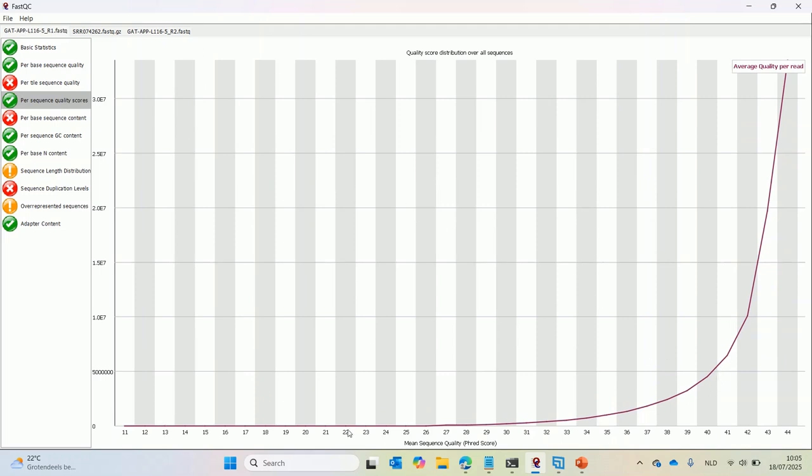In the Aviti data, we don't see any bumps, so overall the quality of the reads is much higher than in the Illumina data. So for Aviti data, you typically don't need to fix any quality issues. So you don't need to remove low quality bases from the reads. You don't need to remove low quality reads from the FASTQ file.